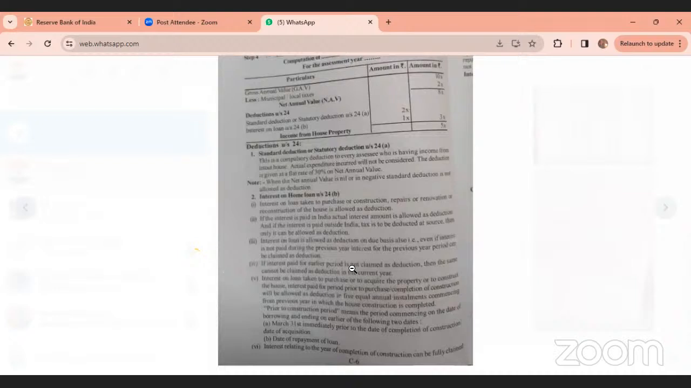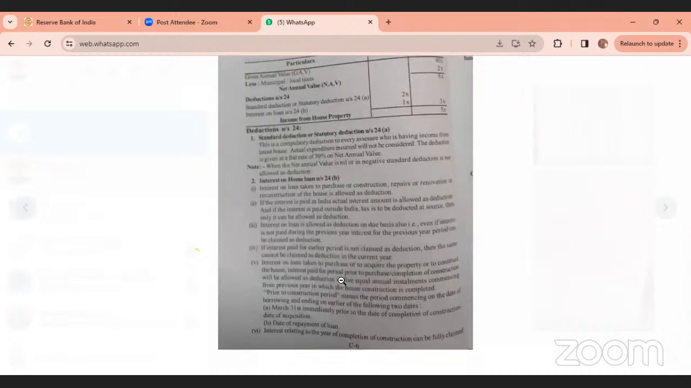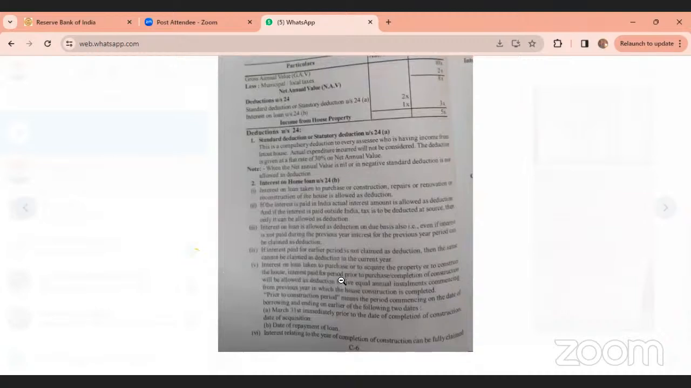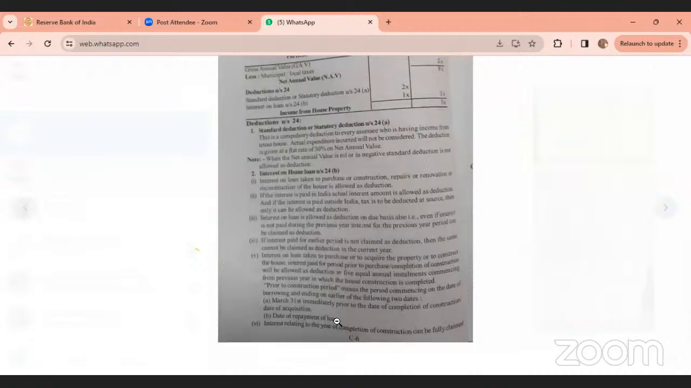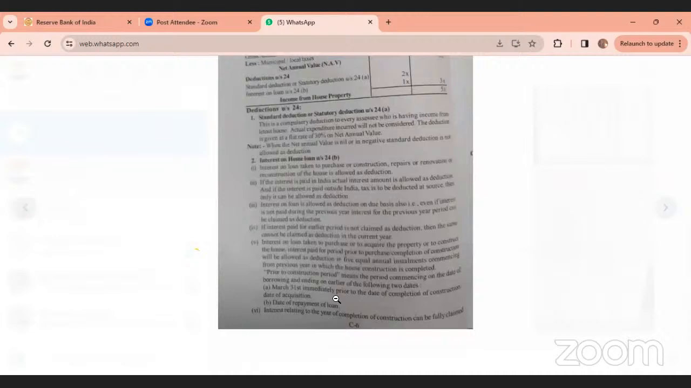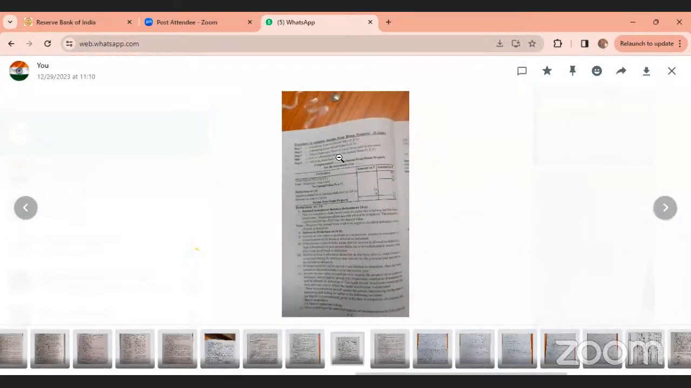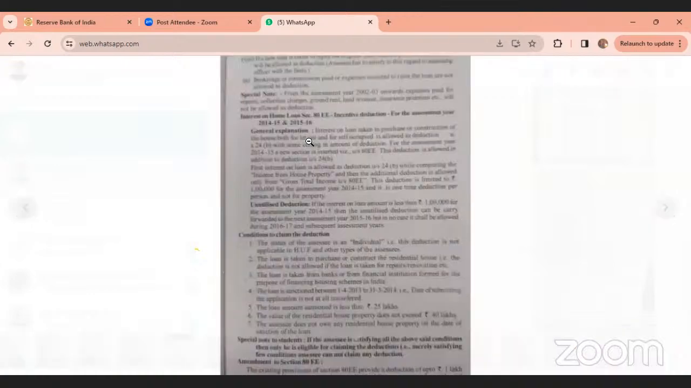If you have paid advance interest, that one does not come under deduction. If you pay it before, in the previous year, that one does not come under deduction. So this fifth point is not necessary for you. Next, interest relating to the year of completion of construction. In the year the construction of the building is completed, in that case interest is allowed as deduction.